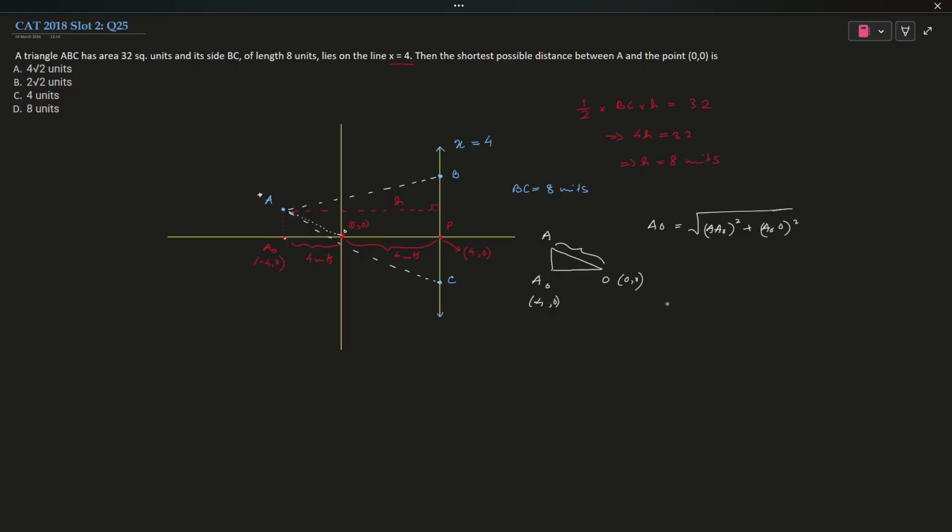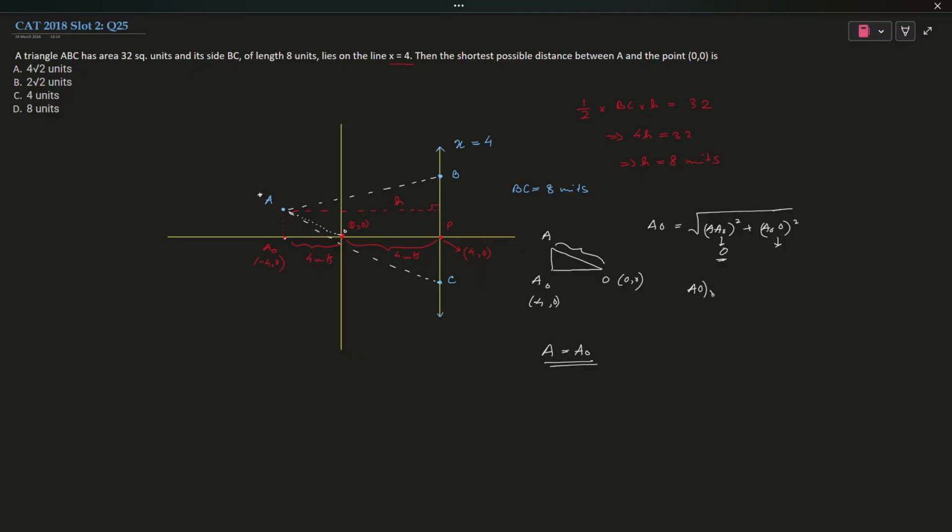I need to minimize this. When will this be minimized, guys? When A is equal to A naught. When these 2 points will coincide, then the distance will become minimized. That means it will become 4, right? Because A naught O is this, right? This is already 4. This must be 0. If this is 0, then the entire length AO will become 4 units.